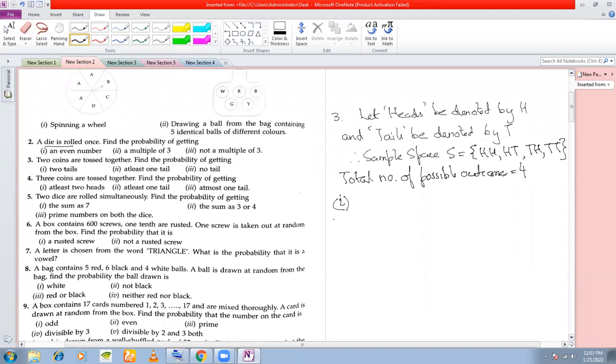Okay, once we know the possible outcomes, we'll answer the first question. The first question is at least 2 heads. So we define the event first. Let E1 be the event at least 2 heads.